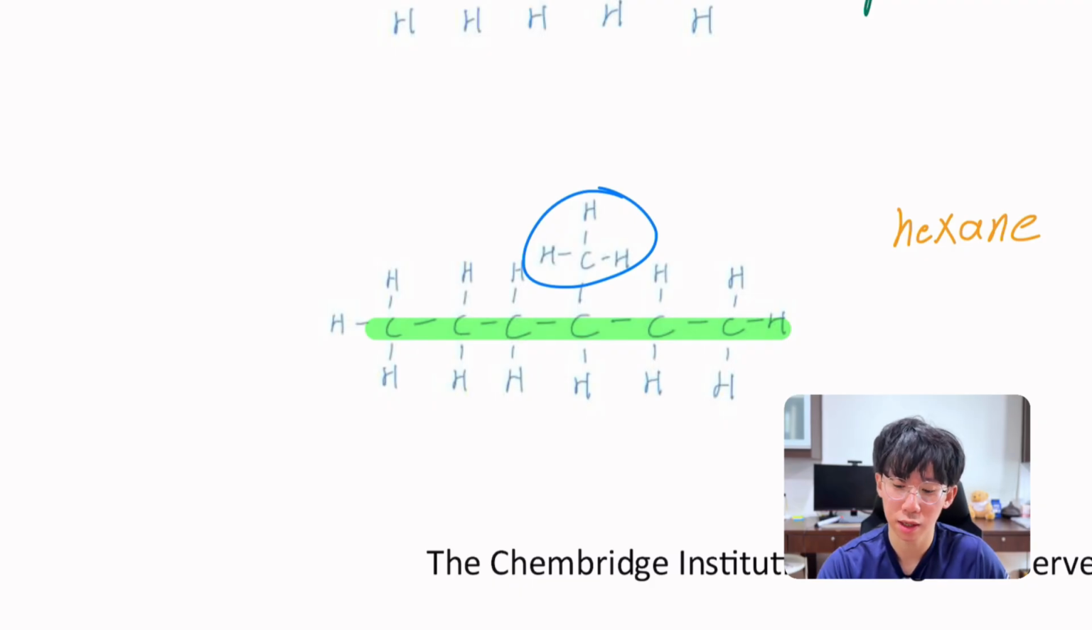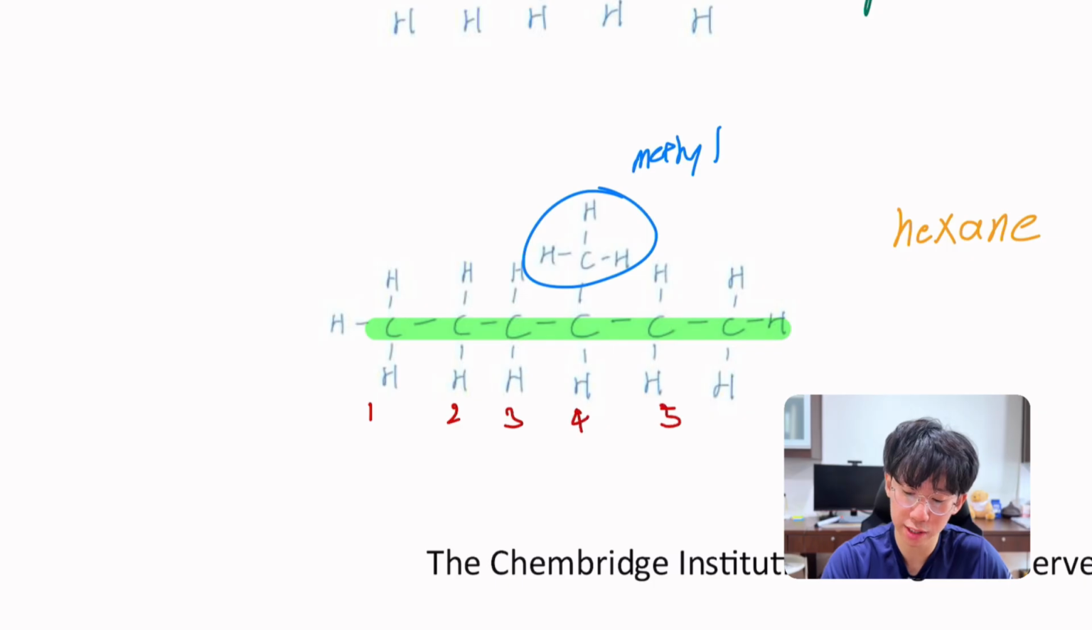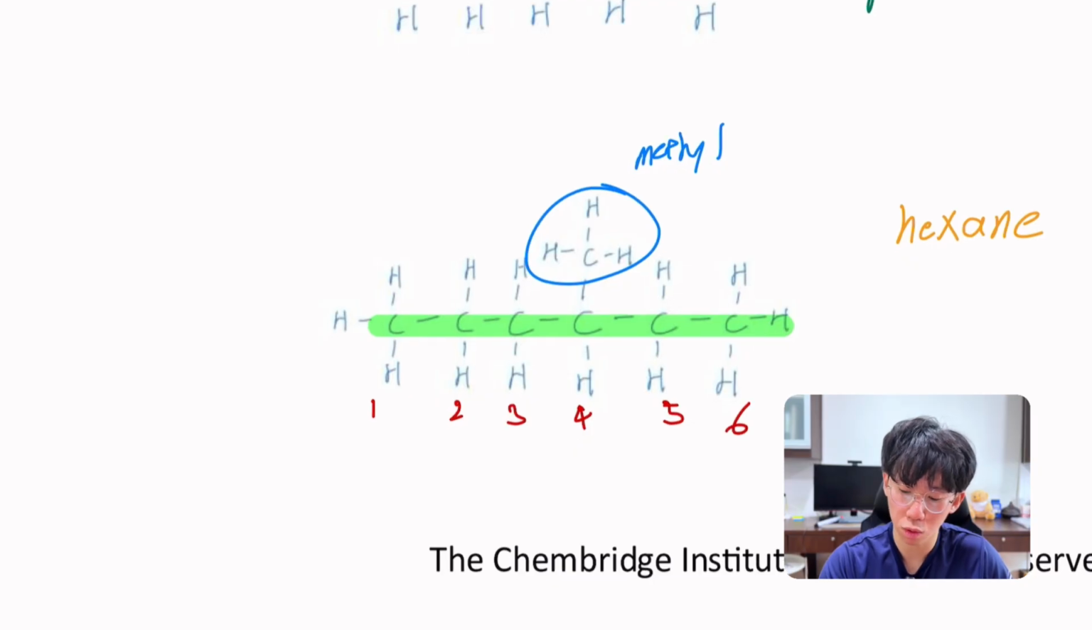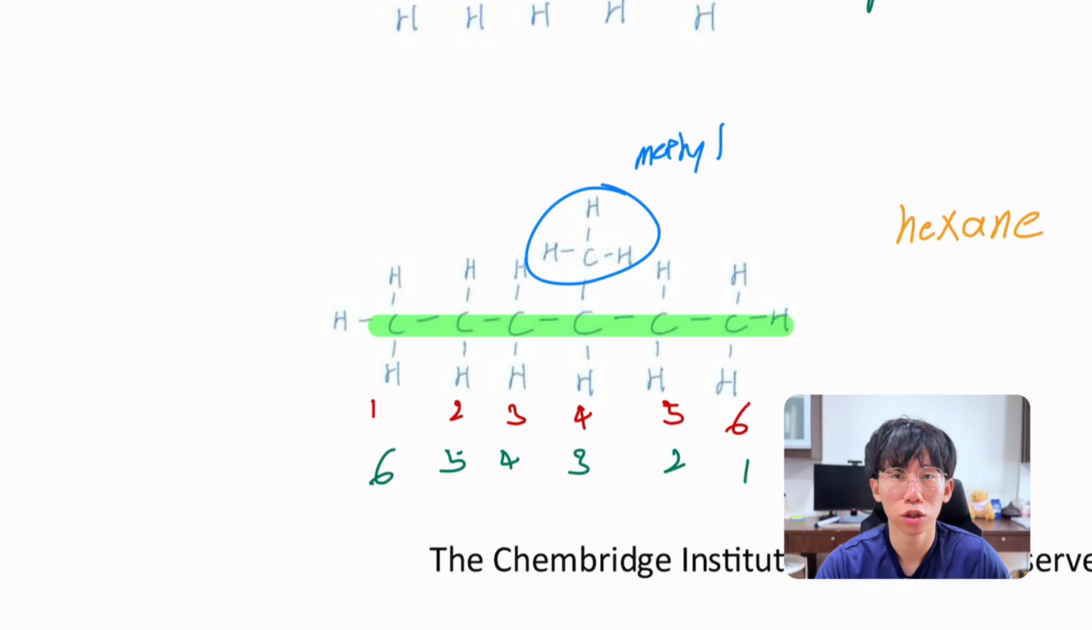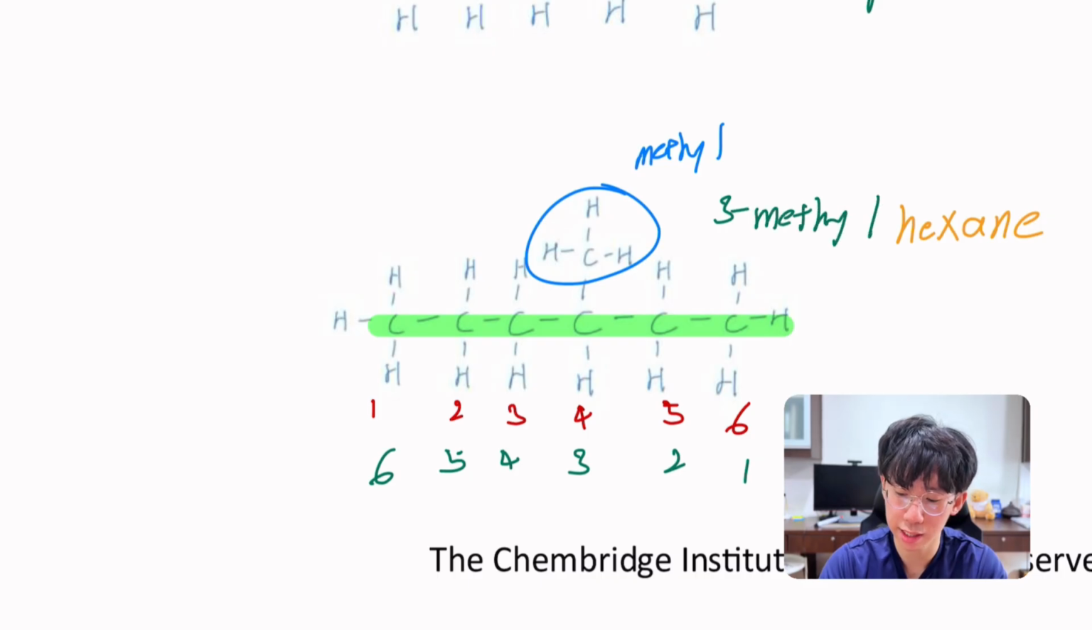So this is a methyl group, and if I were to give it the lowest numbering possible, there are 2 ways I can count. Either like this, 1, 2, 3, 4, 5, 6 for these carbons, so it will be in the 4th position, or I can count the other way, which is 1, 2, 3, 4, 5, 6. To give this the lowest numbering possible, the answer is that it is a 3. So this is actually 3-methyl hexane.